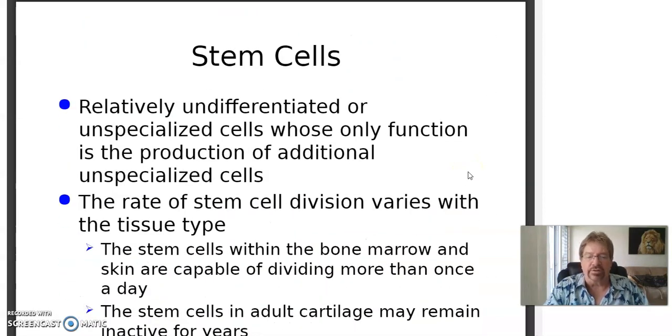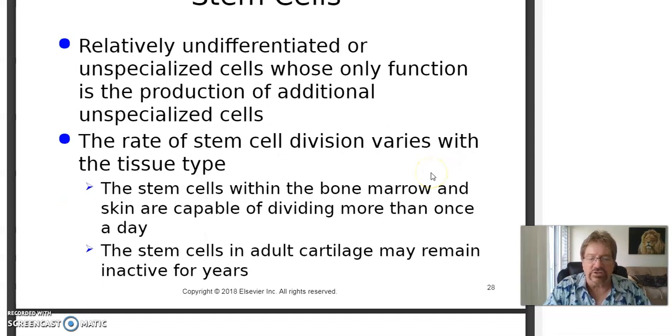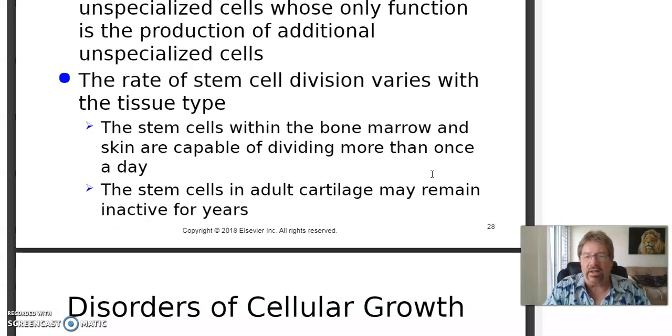Stem cells are relatively undifferentiated or unspecialized cells, whose only function is the production of additional unspecialized cells. The rate of stem cell division varies with the tissue type. The stem cells within the bone marrow and the skin are capable of dividing more than once a day. The stem cells in the adult cartilage may remain inactive for years.